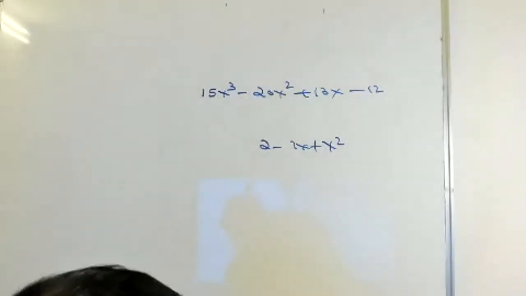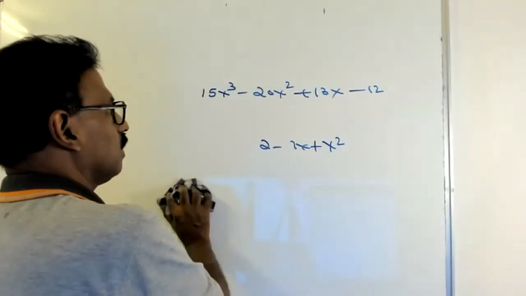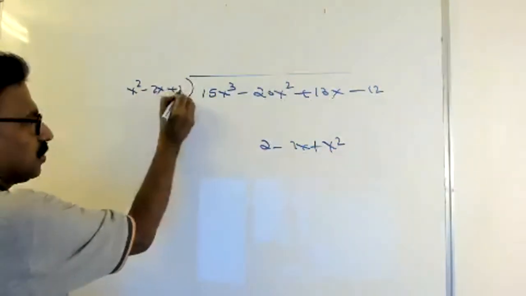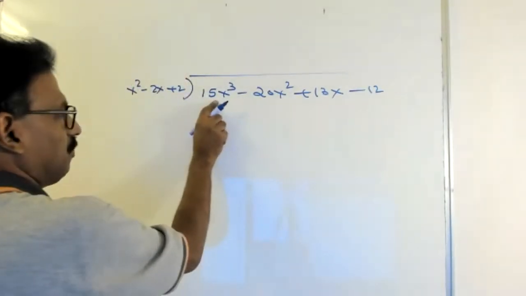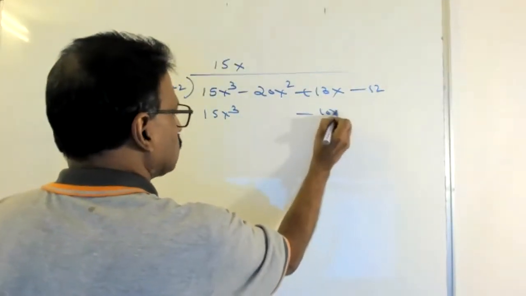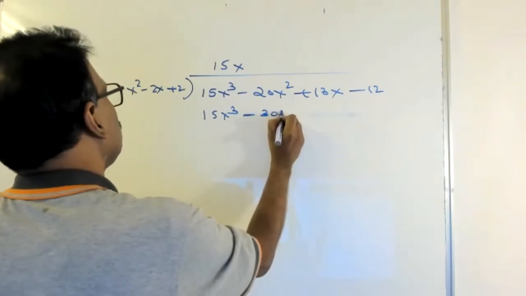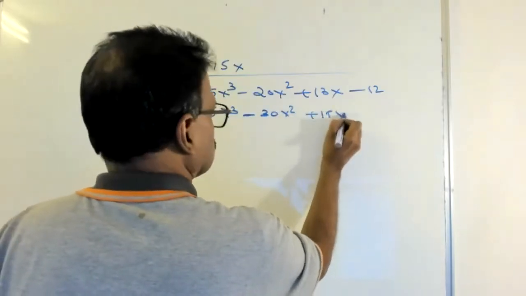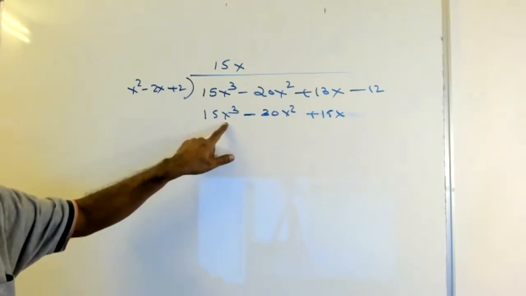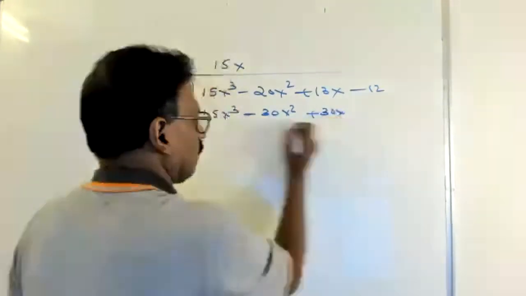So we cannot spend full time on this division. We have many other things to do. Okay, so now, this one you have to rearrange. Okay, x square minus 2x plus 2. Now look, 15x cube by x square, 15x cube minus 30x square plus 30x. Correct or not? Check if it is correct or not. 15x cube by x square, 15x. 15x cube minus 30x square plus 30x. Okay. So here cancel.